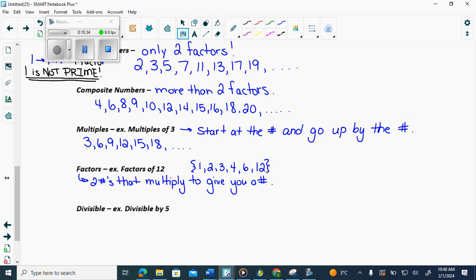So if it's divisible by 5, 5 would be the first number, because 5 divided by 5 is 1. 10 would be the next one. 10 divided by 5 is 2. 15 divided by 5 is 3. 20 divided by 5 is 4, etc. Okay, then we're going to flip over.